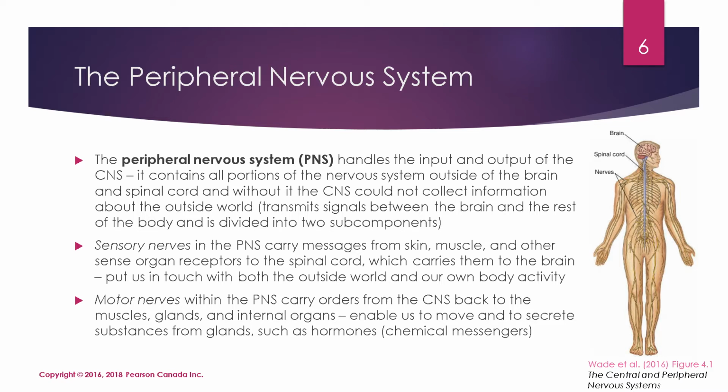And then we have our motor nerves, which act in the opposite direction. They carry orders from the central nervous system back to the muscles, glands, and internal organs, which enable us to move and to secrete substances from our glands, such as hormones, which we talked about a lot in the last lecture.